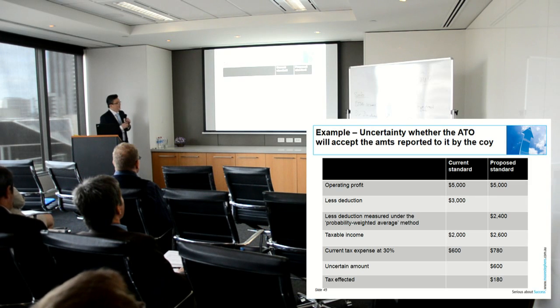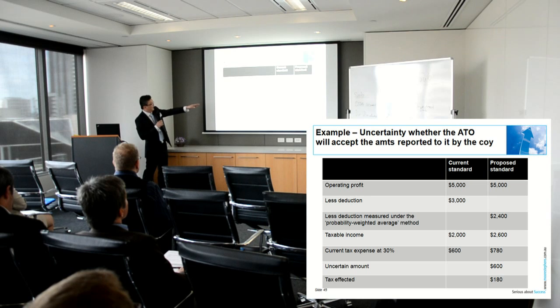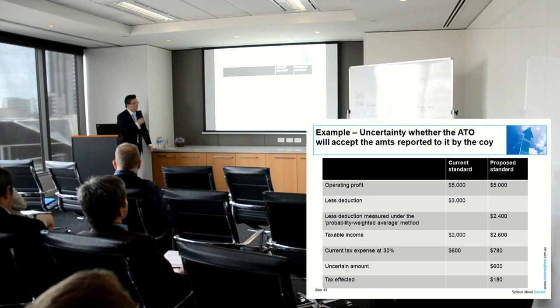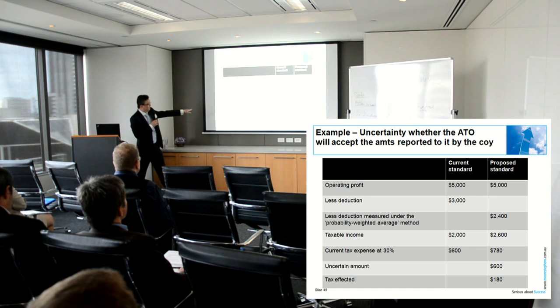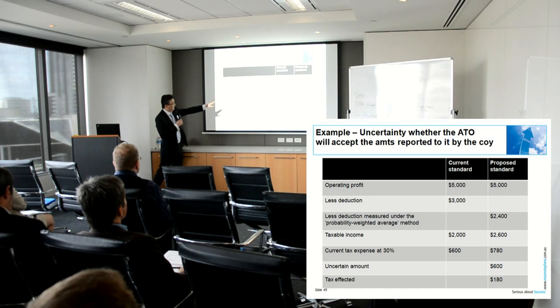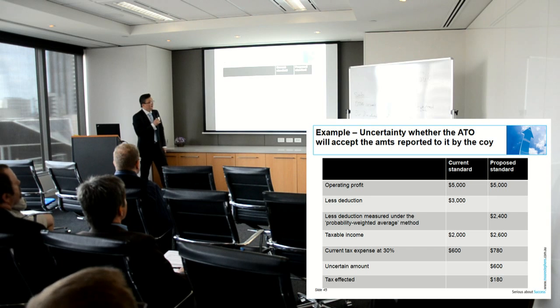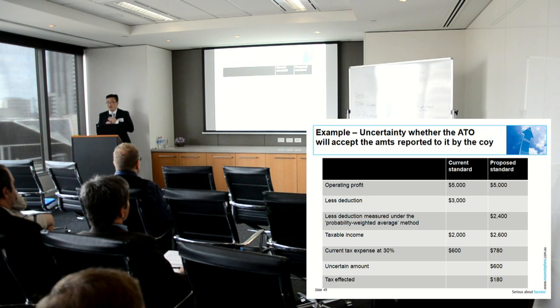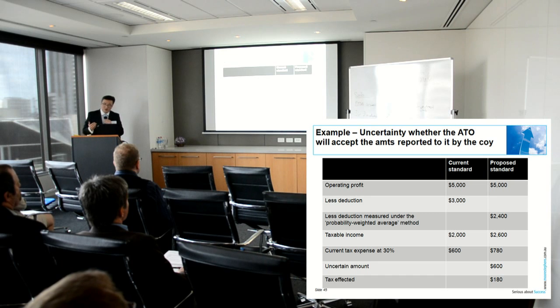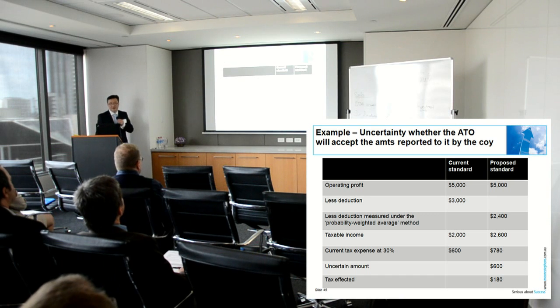So this is under the current standard. The proposed standard is that effectively you're recognizing a deduction for 2,400. Your current tax expense is higher by the uncertain amount of $180. So you quantify that, journal that through, and have the relevant disclosures.